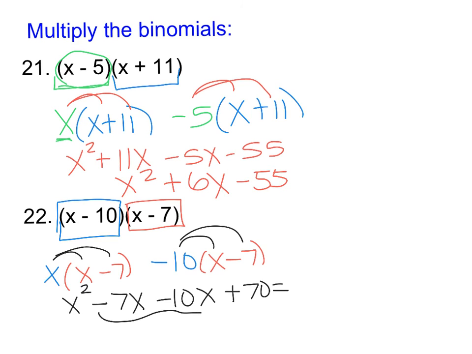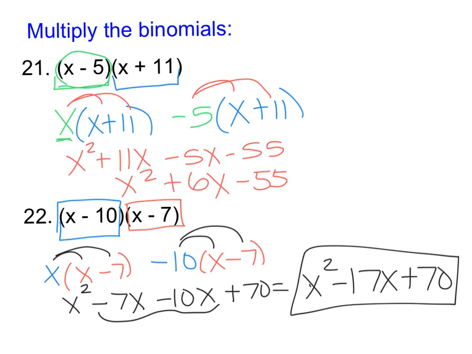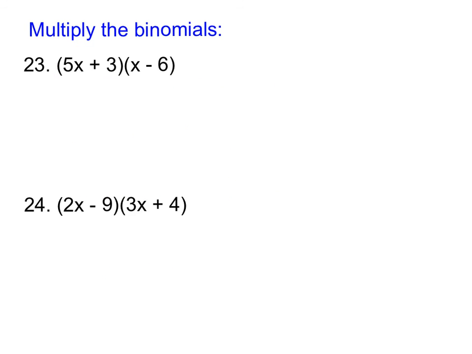Those middle two terms will always combine. So x squared minus 17x plus 70. That's it. All right, this is our last slide. Pause the video and try these on your own. So I'm going to do red and blue again. Those colors just work the best for this app I'm using.